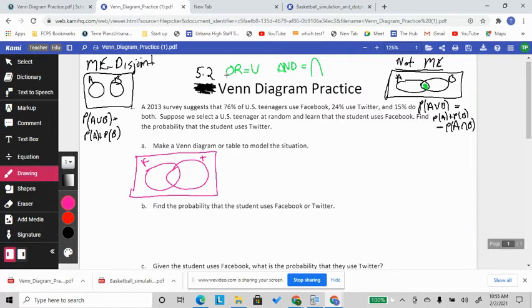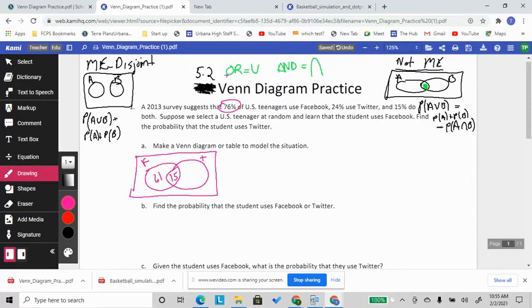And I always do this part first. So 15 do both. So 15%, I'm not going to put the decimals in at the moment. Okay, let's go back up to Facebook. This seems like it would be the reverse, doesn't it? So 76 is total Facebook, minus 15 would be 61. So total circle is 76, but there's my overlap of 15.